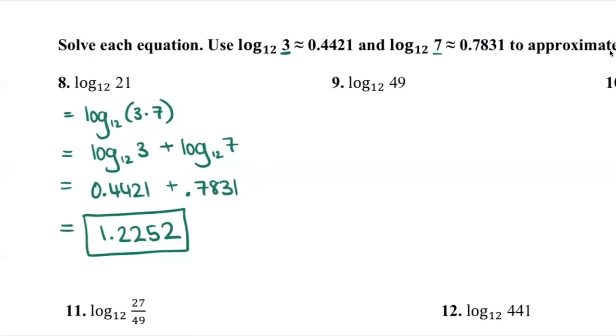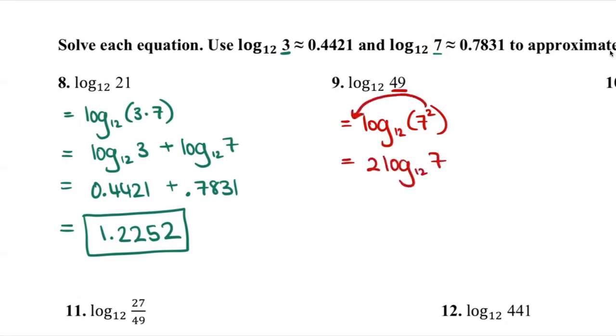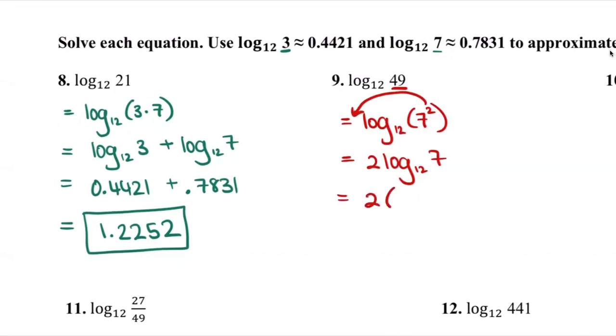All right, number 9. 49 I can get by squaring the 7. So I have log base 12. I'm going to replace 49 with 7 squared. And using the third property, I can bring down that 2. So this is 2 times log base 12 of 7. So 2 times that decimal. All right, and then that gets you 1.5662.